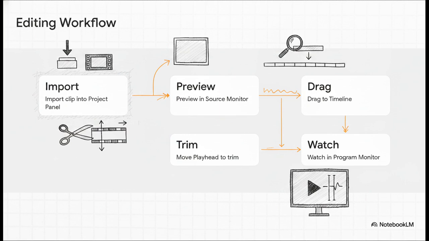Next, you preview that clip in the source monitor to find the best part. Then, you drag that best part down to the timeline. You watch how it looks in the program monitor, and finally, you move your playhead on the timeline to trim or adjust the clip as needed. This simple 1-to-5 flow is literally the engine of all professional editing.